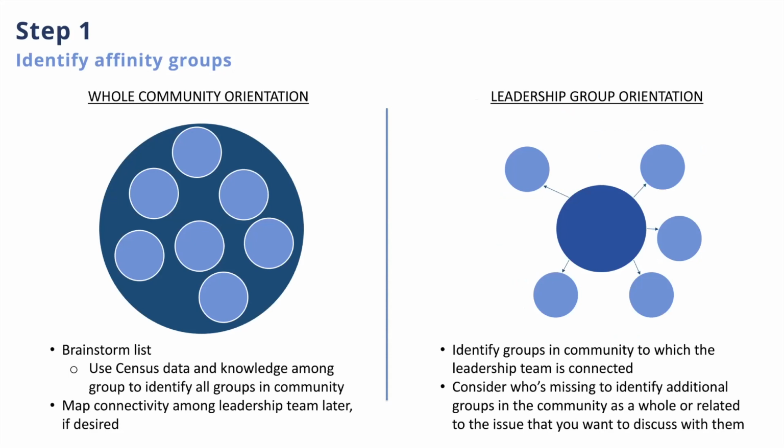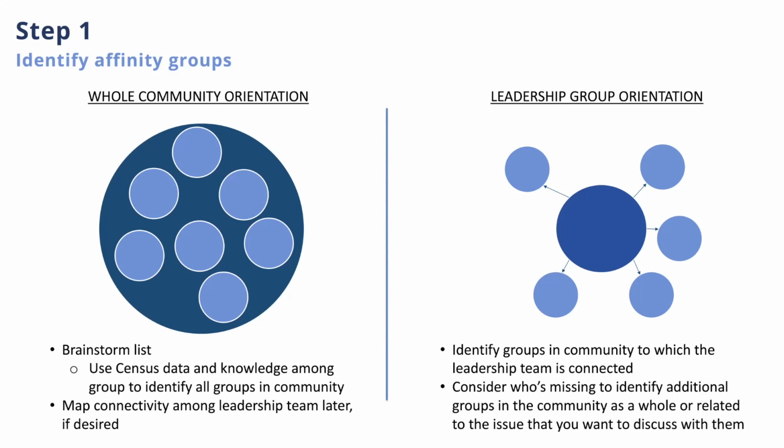One way is to start thinking about the whole community orientation, which you see on the left side of the screen. To do this, grab a whiteboard and a pen, virtual or real, and start brainstorming with your group. Ask yourselves, what are all the affinity groups that make up our community? It can be helpful to review the community profile produced by the U.S. Census Bureau to spark the group's thinking.